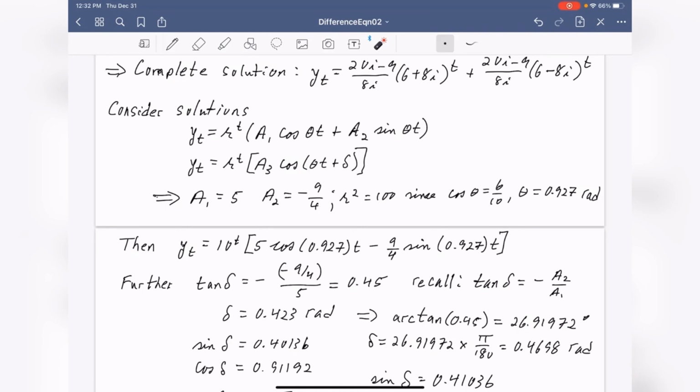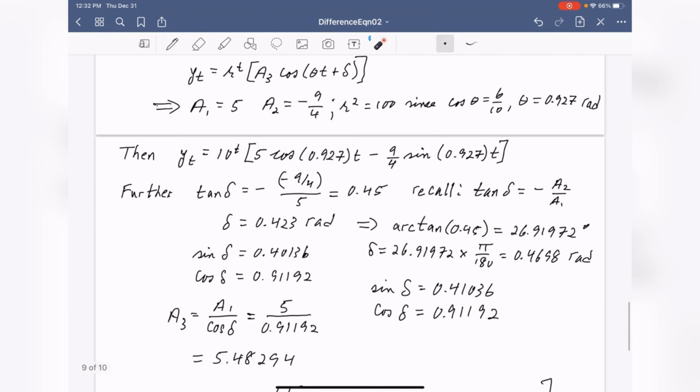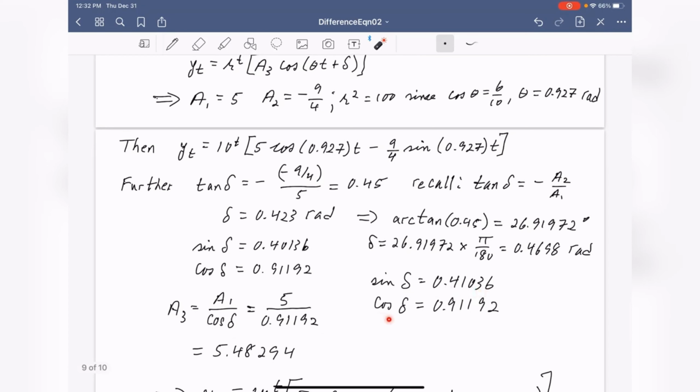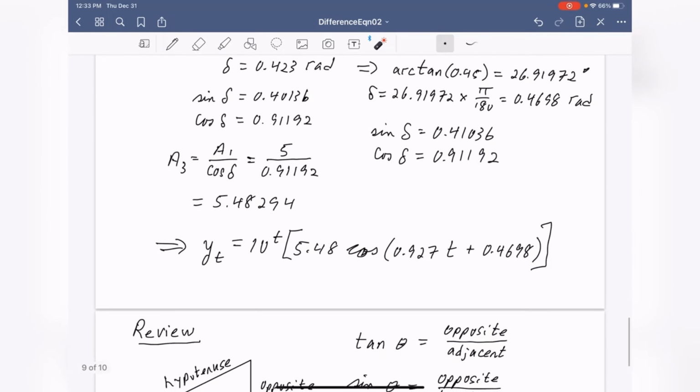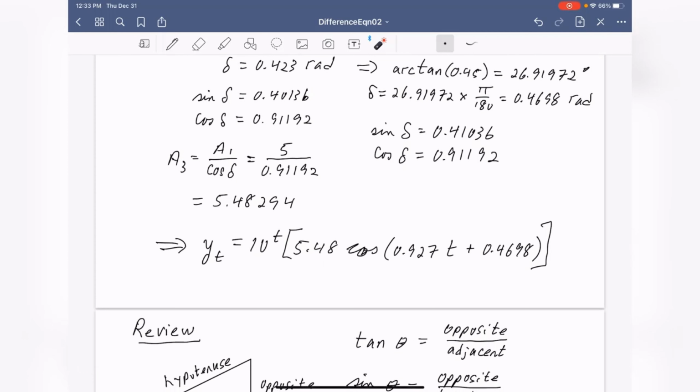So delta is 26.91972 degrees. We multiply that by pi over 180 to convert it to radians. This is a degree sign here. And the sine of delta is then 0.41036, and the cos of delta is 0.91192. I'm just checking those numbers there. a3 is then given by a1 over cos delta, and that gives us 5 over 0.91192, which gives us 5.48294. So the final solution in this form is y(t) equals 10 to the power t times 5.48 times cos of the expression 0.927t plus 0.4698.